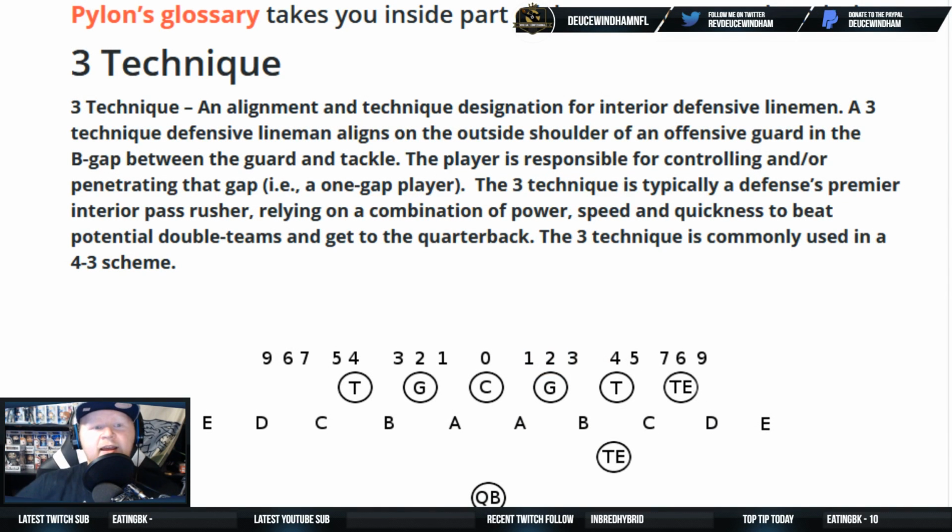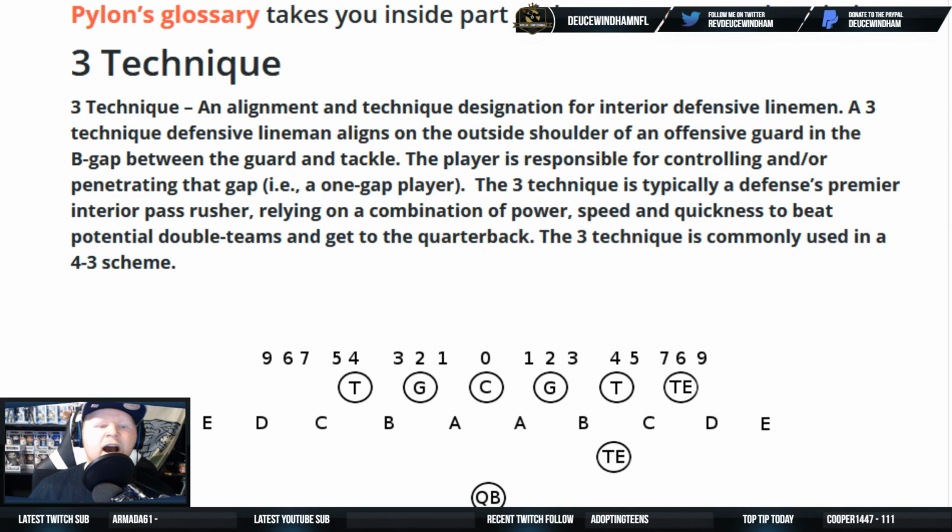So, three technique. An alignment and technique designation for interior defensive linemen. A three technique defensive lineman aligns on the outside shoulder of an offensive guard in the B gap between the guard and tackle. The player is responsible for controlling and/or penetrating that gap, the B gap. So he's a one gap player. We've talked about zero technique nose tackles who could be two gap players in a 3-4 scheme. Not in this case. One gap, one responsibility. The three technique is typically a defense's premier interior pass rusher, relying on a combination of power, speed, and quickness to beat potential double teams and get to the quarterback.